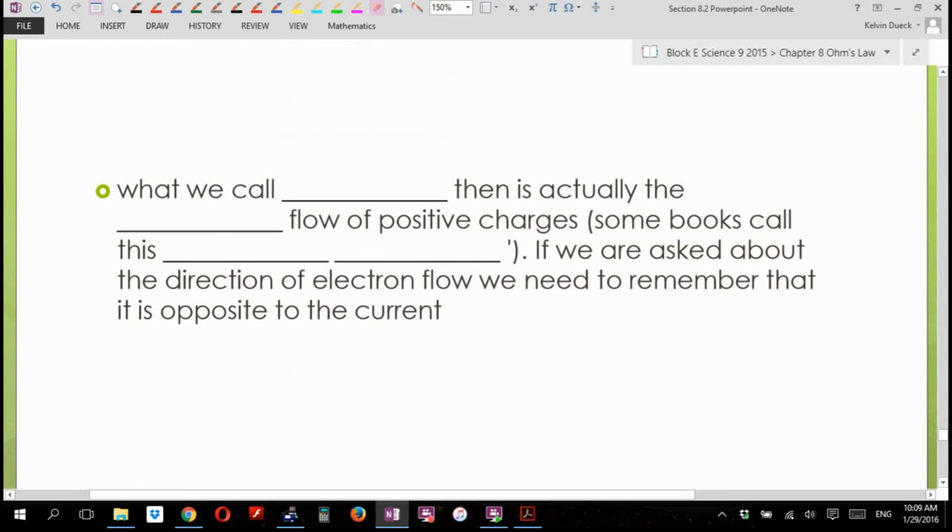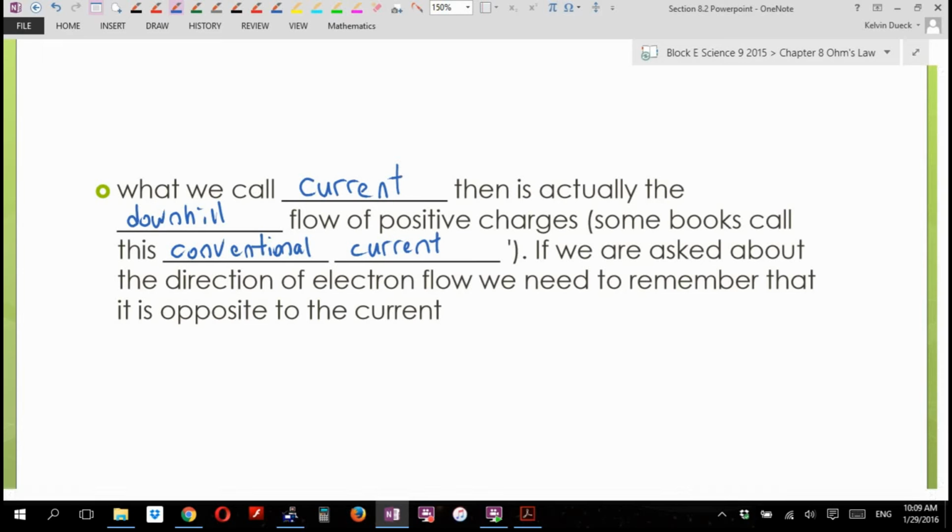So, what we call current is actually the downhill flow of positive charges. And we've just defined it that way. Any electrician book, Mason, will show the current moving from positive to negative, even though in real life that's not what happens. It's just so much easier to think that way. Some books will call it conventional current, because this is the convention that we have adopted in electronics.